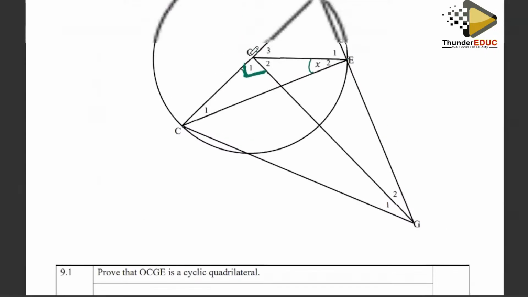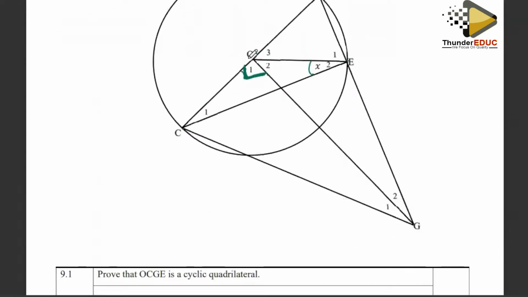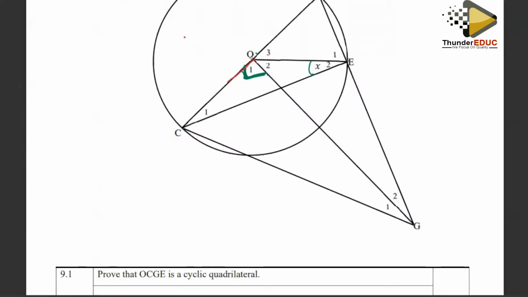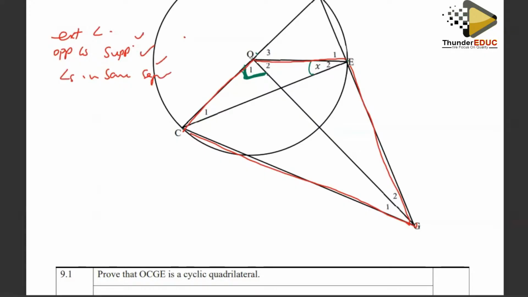All right, then 9.1, they want us to prove that OCGE is a cyclic quad. Okay, so they want us to prove that this entire thing is a cyclic quad. So for us to prove cyclic quads, number 1, we have what we call the exterior angle. We have the opposite angles being supplementary, and then we have the angles in the same segment. So any of the 3 that we can see is what we can use.